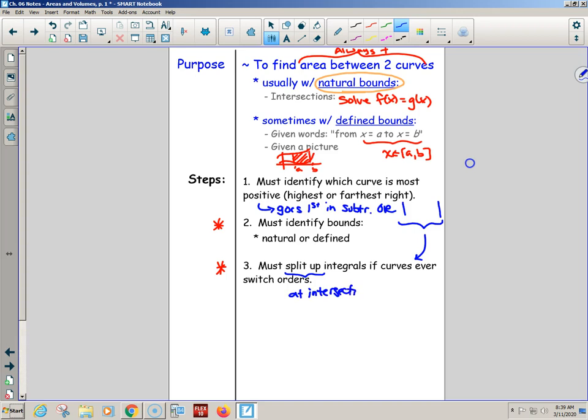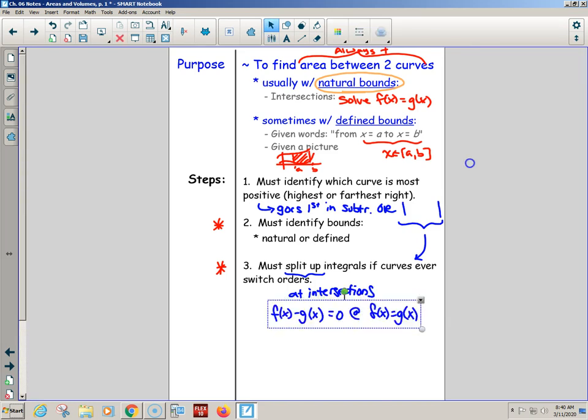Now technically, we always split up at zeros, but zeros are going to be the intersections because if we have f of x minus g of x, that will equal 0 at the places where f is g. I say intersections because the zeros are going to be the intersections since we have 2 different functions involved. Not just f, but f and g.